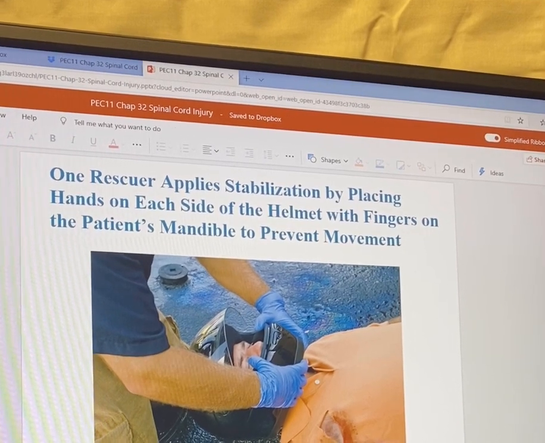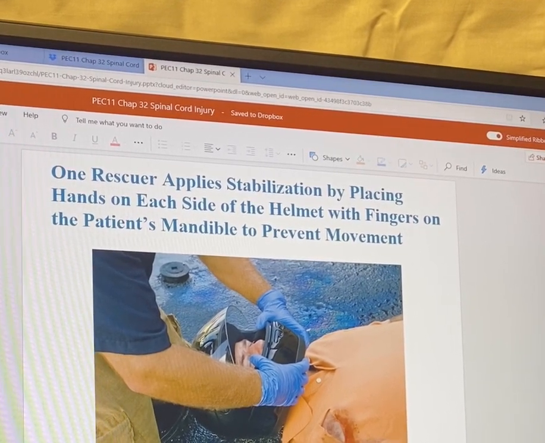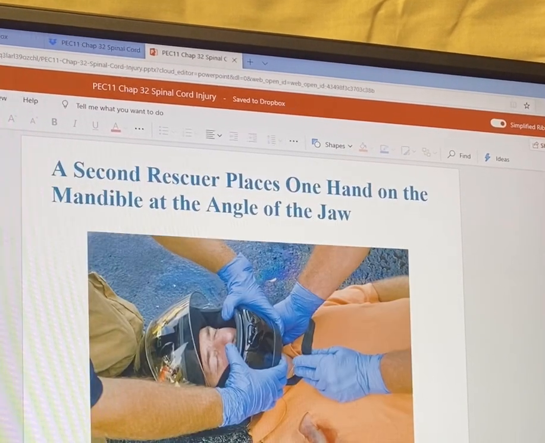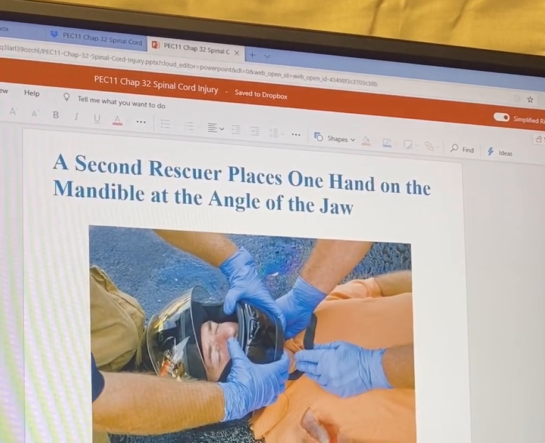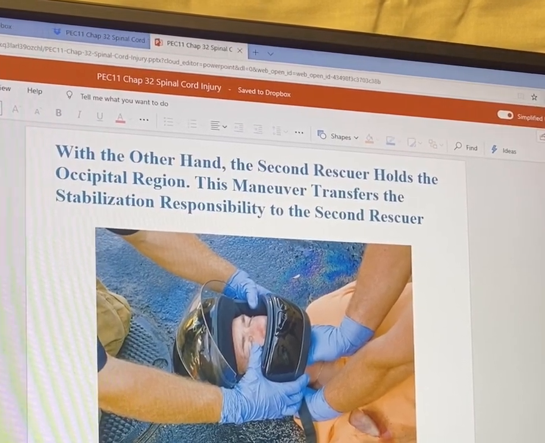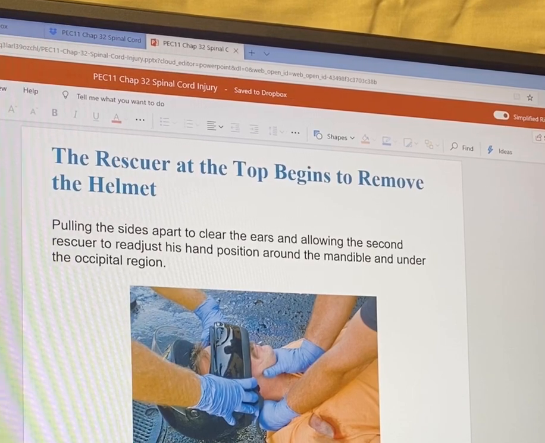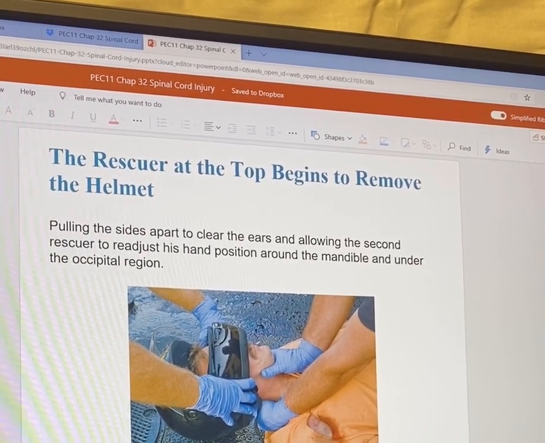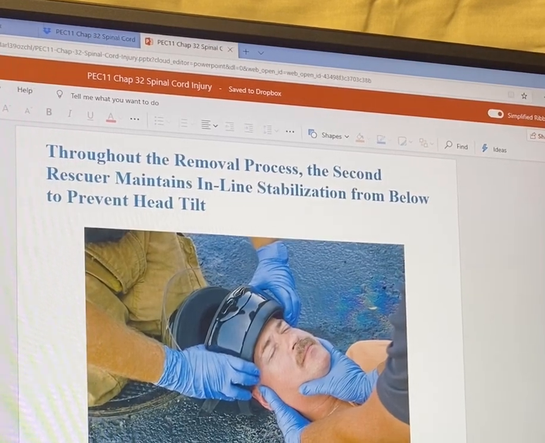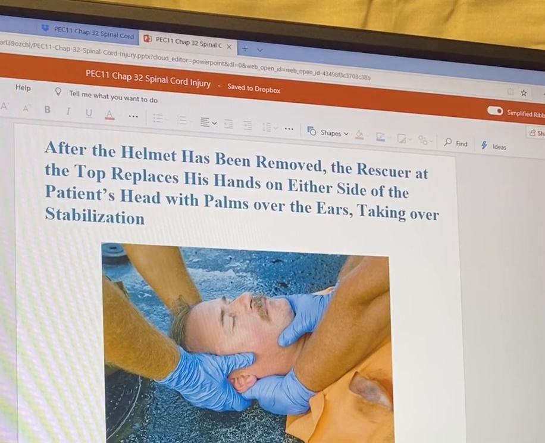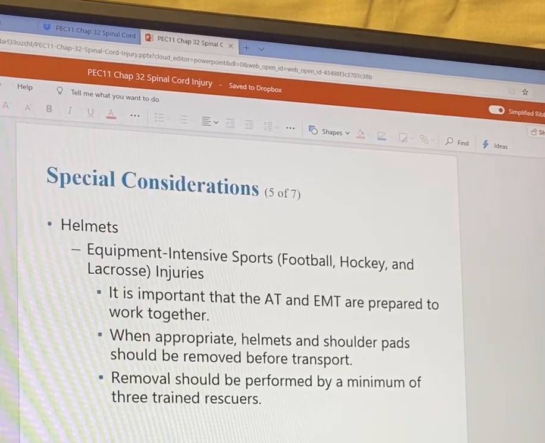One rescuer stabilizes, puts a hand on each side to prevent the patient's mandible from moving. The other rescuer slides their hand inside the actual helmet to prevent more movement than what is needed. Alright, and then the first rescuer slips the helmet off. Okay, that's how that's done.